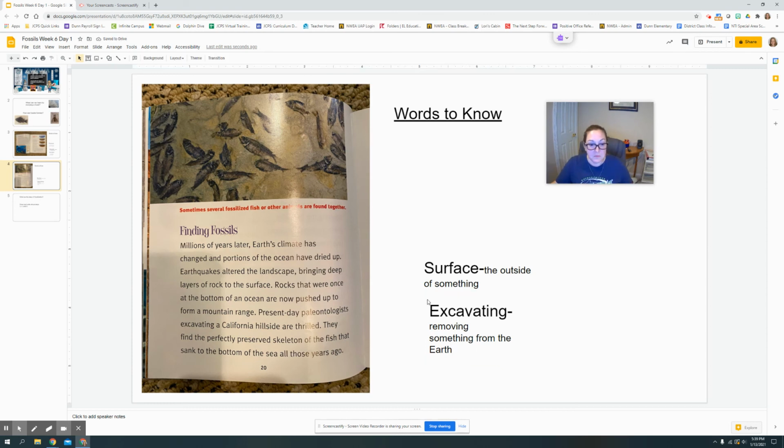Okay, so the scientists, the paleontologists are out there now, and they are excavating a hillside, and they find our fossil. That is our fifth step. So what we want to say is something about that the surface changed that brought that fossil out so that it could be found. So what could we say? We could say maybe something happened that brought that fossil to the surface, and then the paleontologists found it. They discovered it. That's our fifth step.